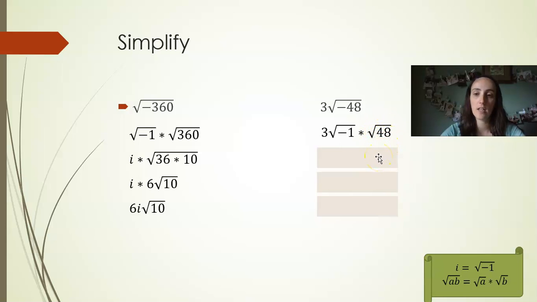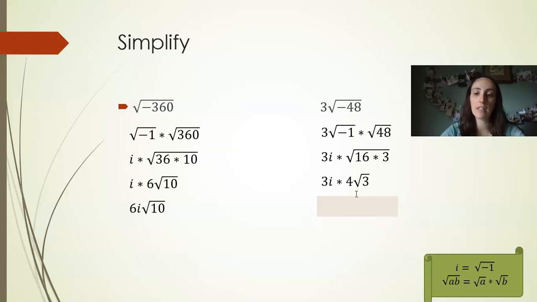I know that 48 is divisible by 16, which is a perfect square, so I can rewrite this as 3i. So my 3 comes down, this turned into i, and this got broken apart into 16 times 3. I want to do that because I know that the square root of 16 is going to give me 4.